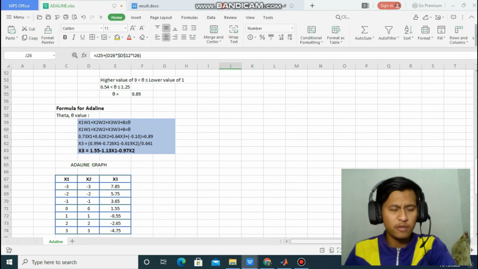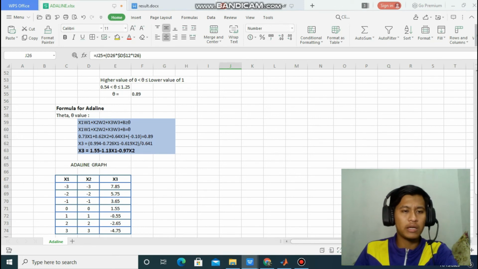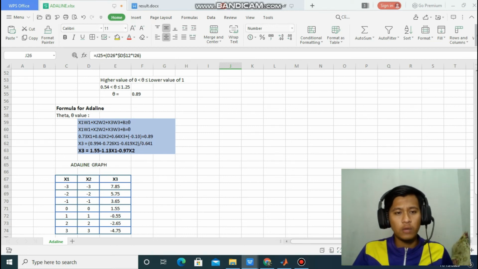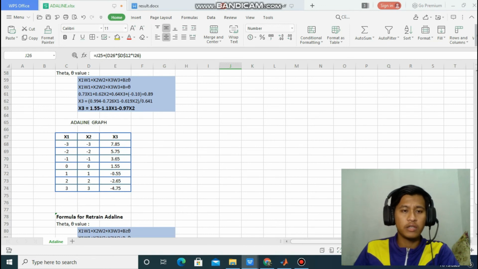equal to 0.89 for theta. Then we simplify the formula and gather x3, which is 1.55 minus 1.13 x1 minus 0.97 x2. So that is the calculation that we use.